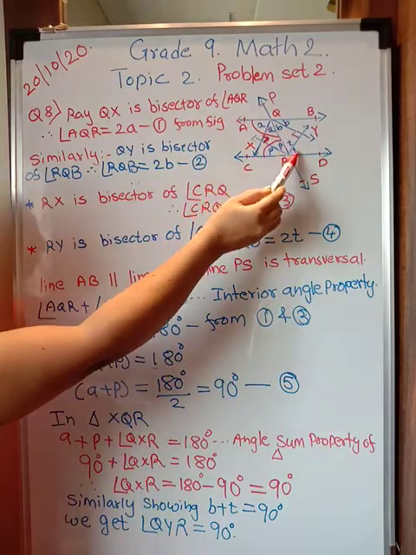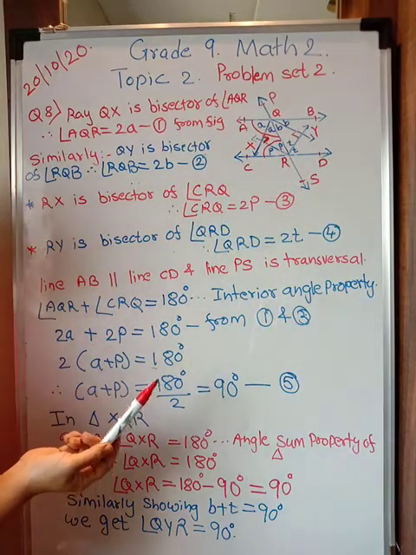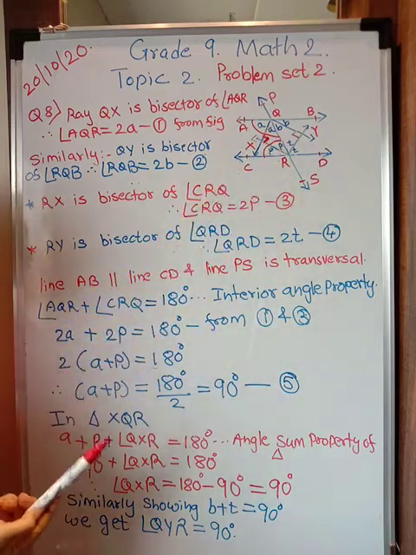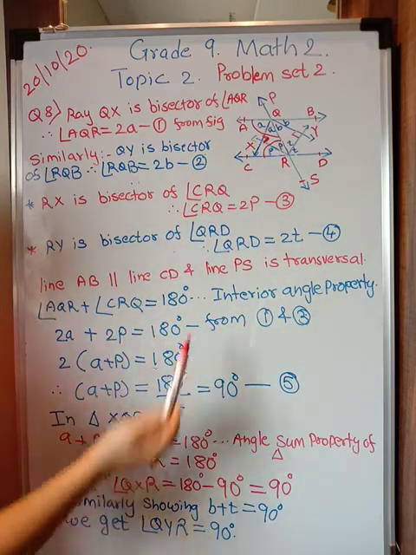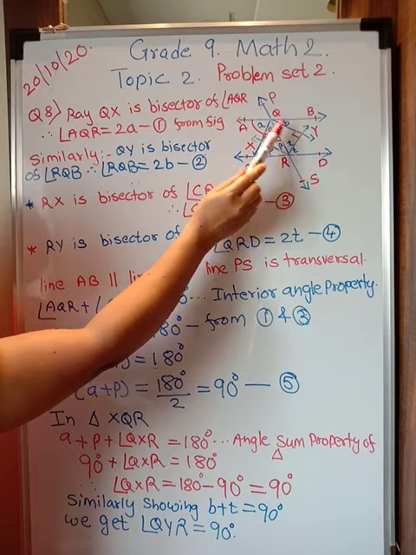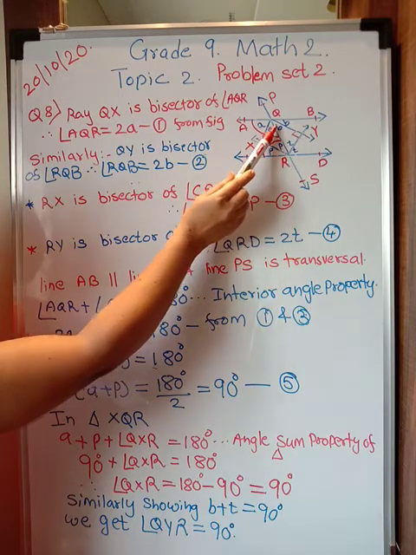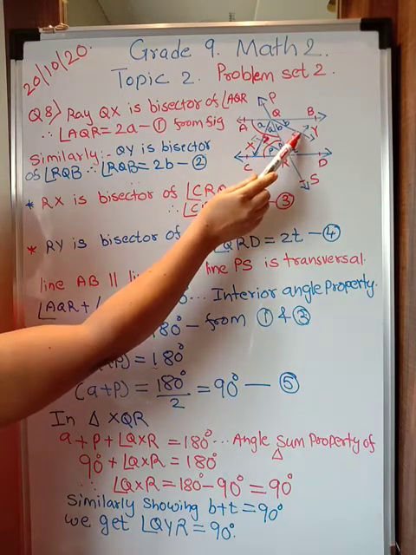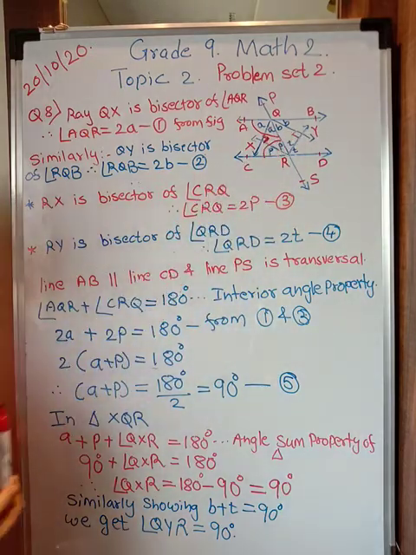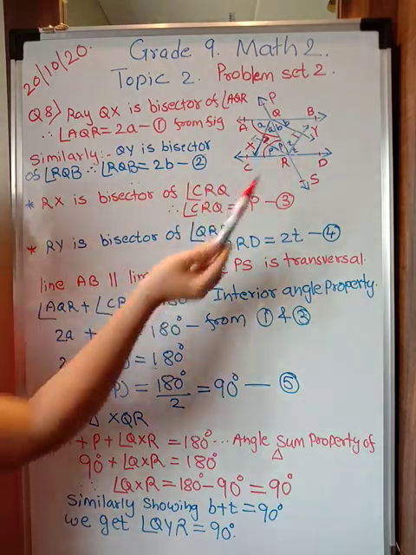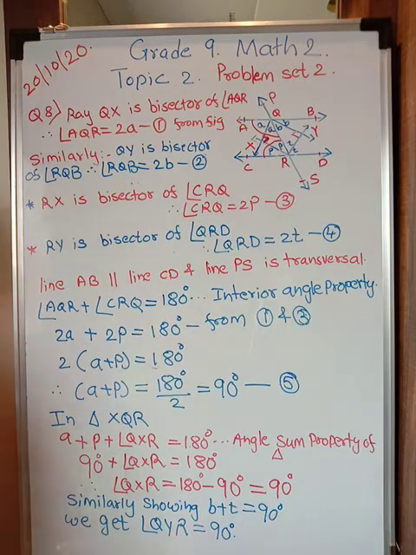Similarly, 2B plus 2T will be equal to 180 degrees. So, B plus T will be equal to 90 degrees. Similarly, now consider Q, Y, R. In this, B plus T plus this angle Y will be 180 degrees. Now, B plus T is already 90. So, again we got Y is equal to 90 degrees.